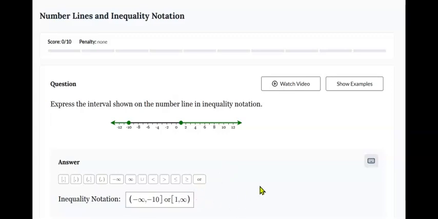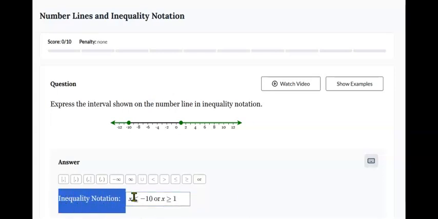Now, because the question is asking us to write it in inequality notation, I can't use these symbols. So I'm going to go back and I'm going to state, using these inequality signs, that my number x can be less than or equal to negative 10, or my number x can be greater than or equal to positive 1. This is inequality notation. Notice the difference.